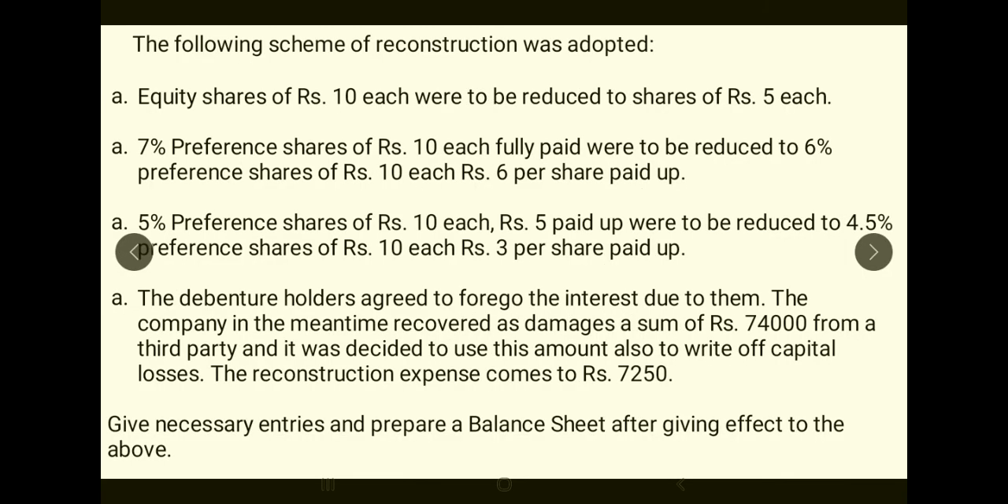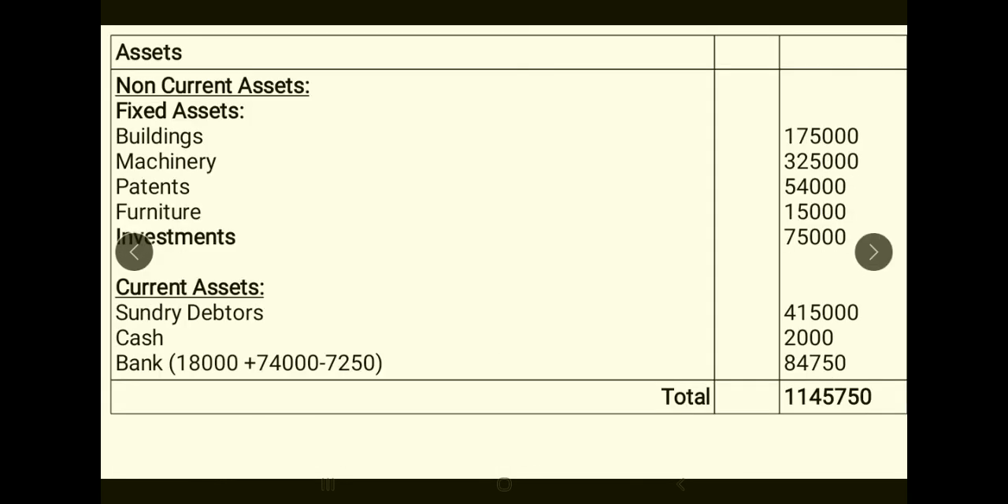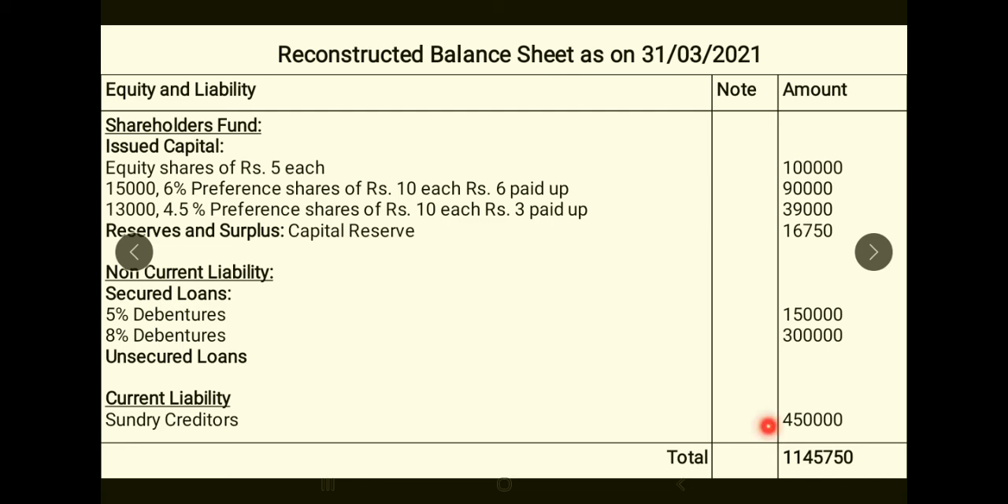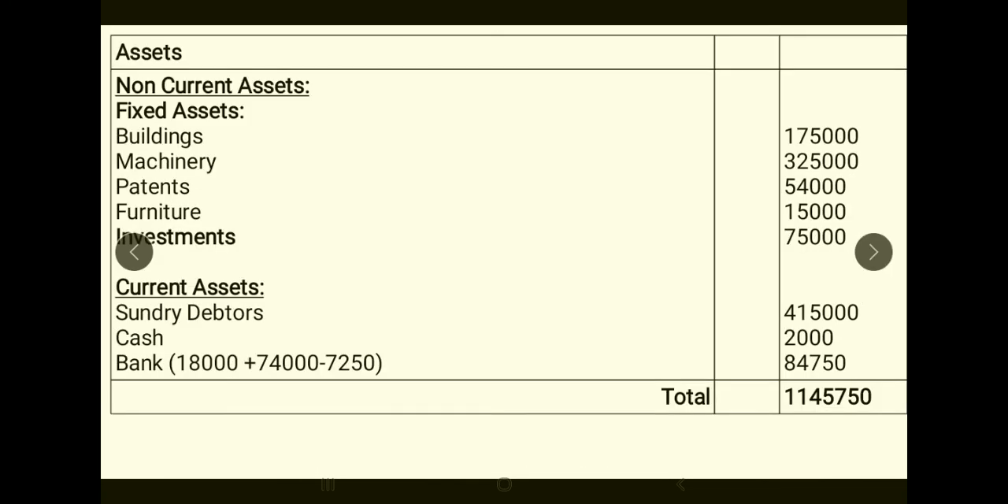Okay, so your new balance sheet total will be 11,45,750. Total liabilities is also the same, 11,45,750, which has tallied. And I hope you have understood this problem.